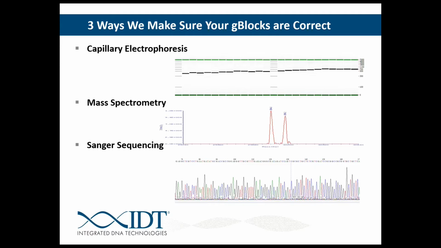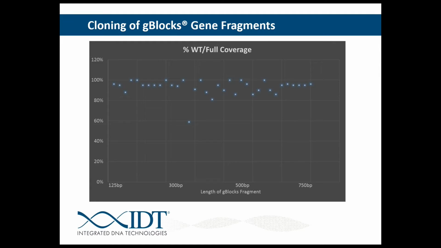And so through these 3 QC measures, we're able to isolate gBlocks and only ship out gBlocks to people that are very accurate. The result is when we go ahead and clone these into a normal bacterial vector, we don't have to screen very many colonies to find the correct sequence. As you can see here, this is an example of cloning results from gBlocks ranging in size from 125 base pair all the way up to the 750 base pair mark.